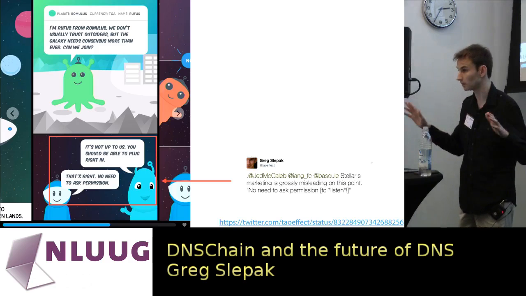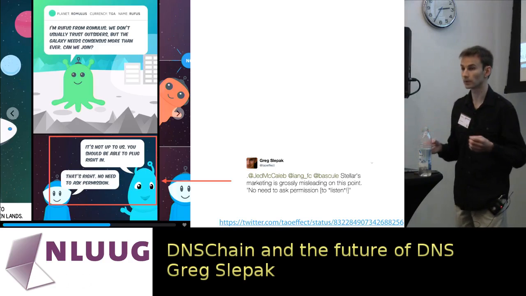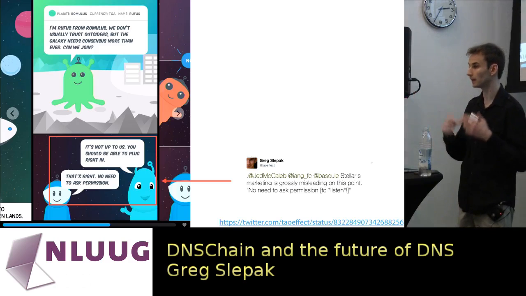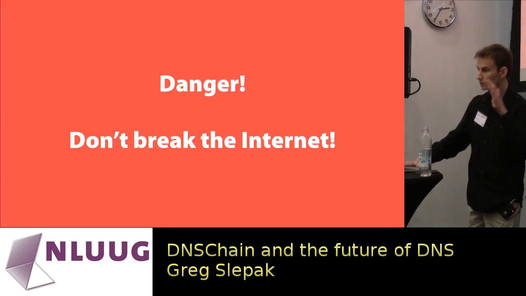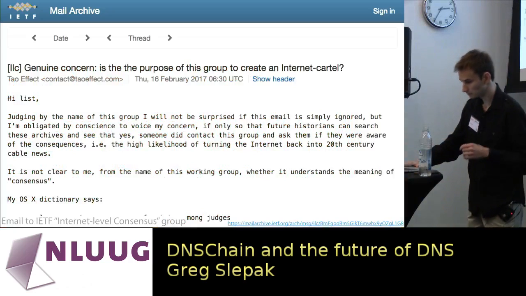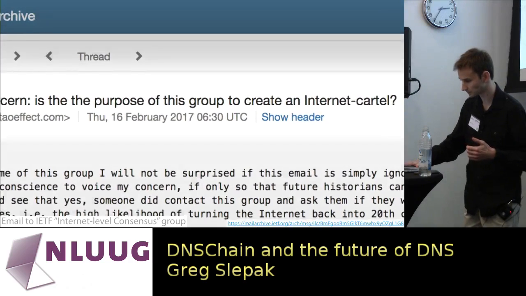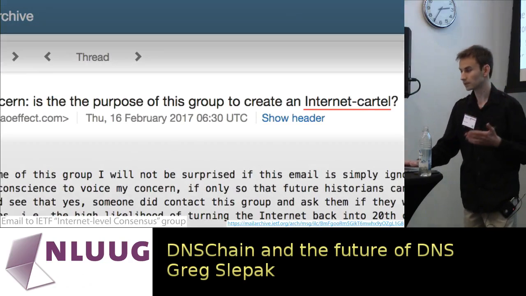And Stellar has other problems, like its inability to resolve forks, which makes it increasingly likely that there will be a cartel controlling the entire system. So please don't break the internet. This is an email that I actually sent to the list. A genuine concern: is the purpose of this group to create an internet cartel? That email received no replies.